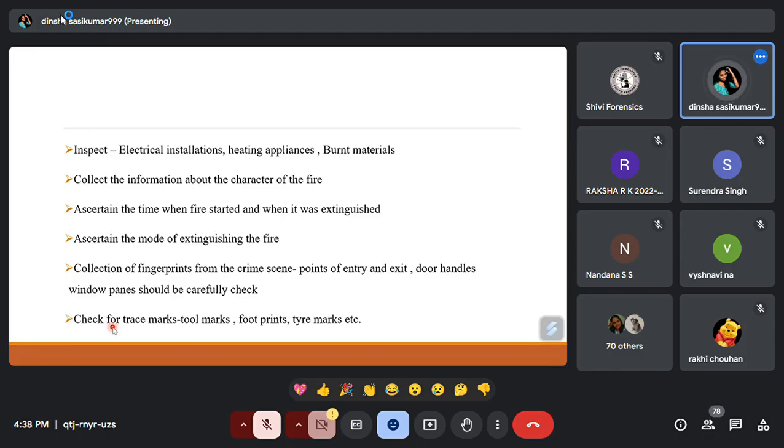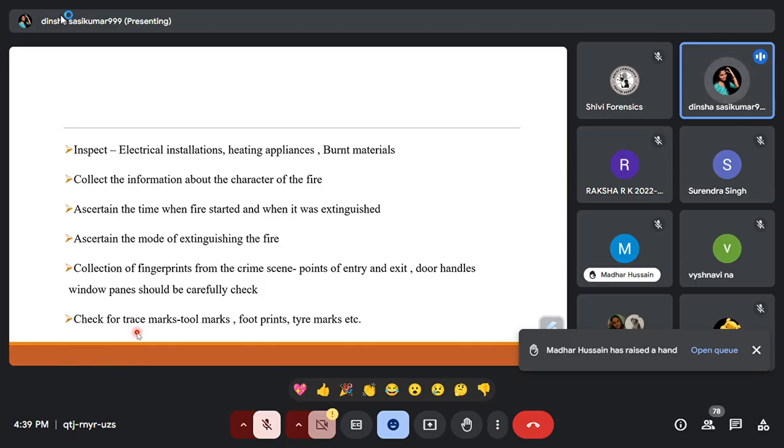So we have to carefully check these points and collect fingerprints if they are present there. Then check for trace marks, that is tool marks, footprints, tire marks, etc. There's a chance of these tool marks, footprints, tire marks, etc. occurring in the scene. So there should be a detailed analysis of all these kinds of evidence.